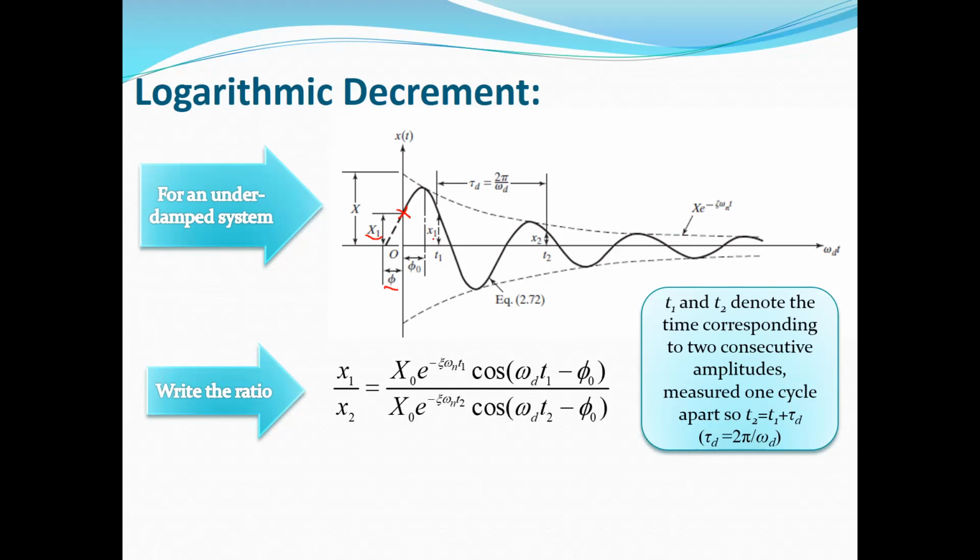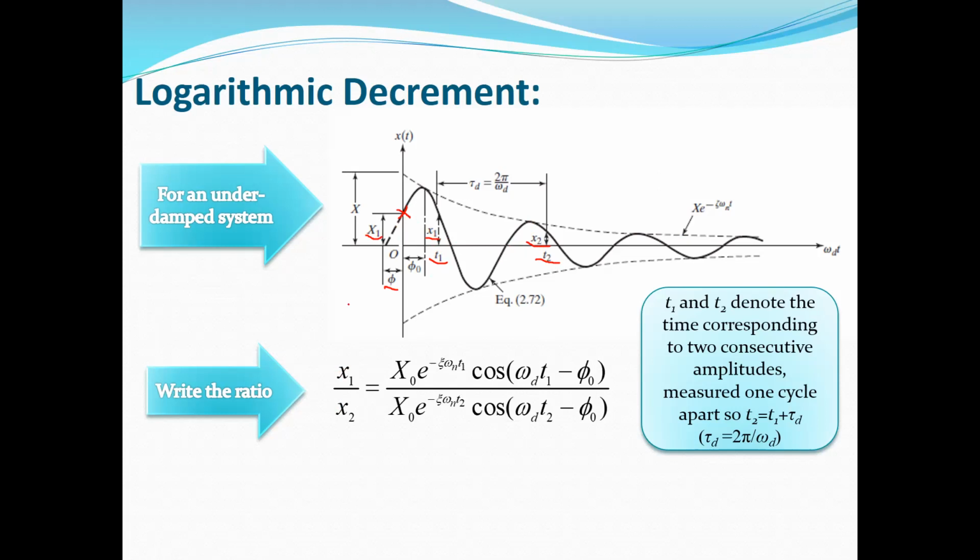But if you measure, for example, two consecutive amplitudes x1 and x2, and find the relation between these two amplitudes and write the equation, because by solving the equation of motion you can obtain x(t), and then you can find x at each moment. For example, at t equal to t1 you can obtain x1, and by substituting t equal to t2 you can find x2.